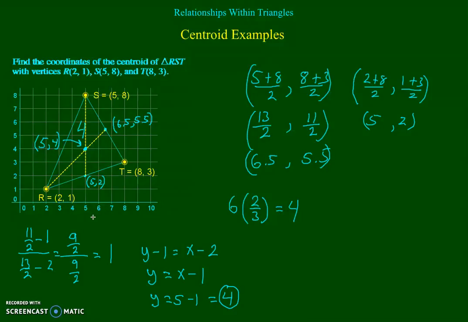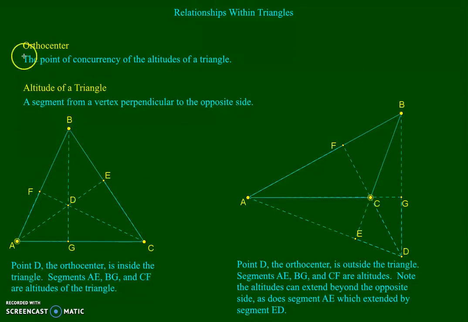Let's go ahead and move on to the last of the 4 points of concurrency. This point of concurrency is called the orthocenter. The orthocenter is the point of concurrency of the altitudes of a triangle. And the altitude is a segment from a vertex perpendicular to an opposite side. So AF, AE, and BG are all altitudes, even though it doesn't show that they're perpendicular. Now it's important to note that point D, the orthocenter of this triangle, is inside, but that's not always going to be the case. Especially in obtuse triangles, the orthocenter could be outside. But the important thing to note is it's where all the altitudes intersect.